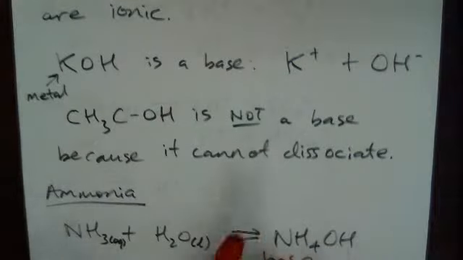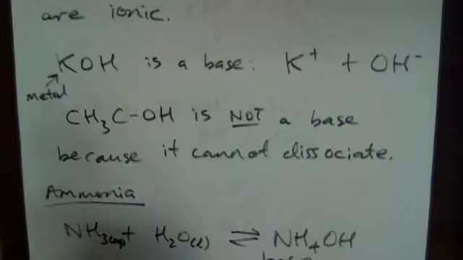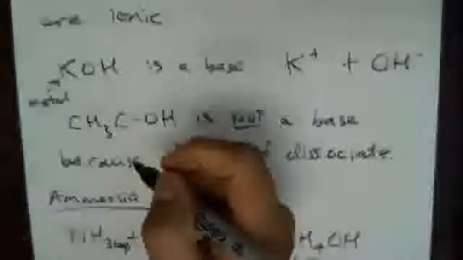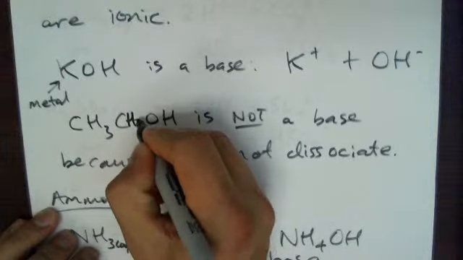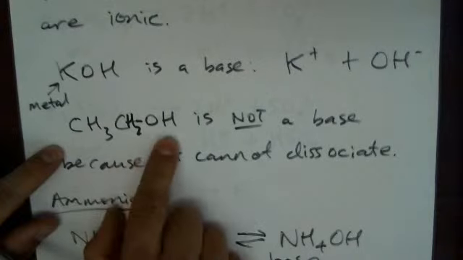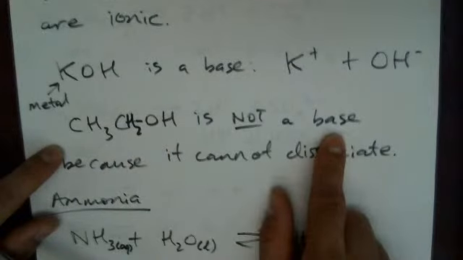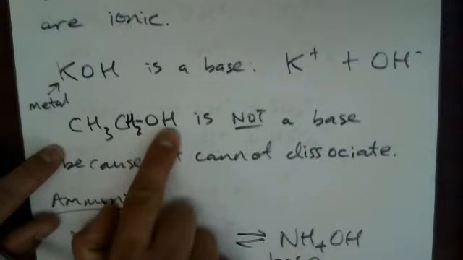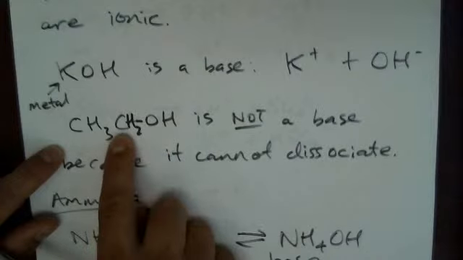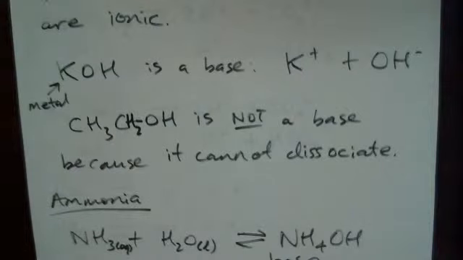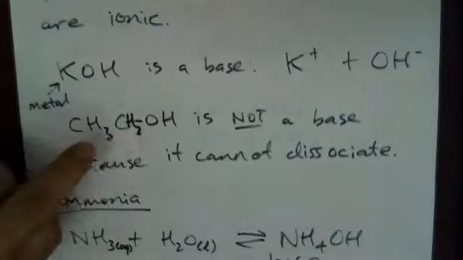If we have a look at this compound here, which is supposed to be ethanol, I realise that I've accidentally left 2 hydrogens off there. So if you have a look at ethanol, which is CH3CH2OH, it's not a base, because we have the OH connected covalently to this carbon here. So really that's not a base, because the OH isn't free to dissociate away from this carbon.